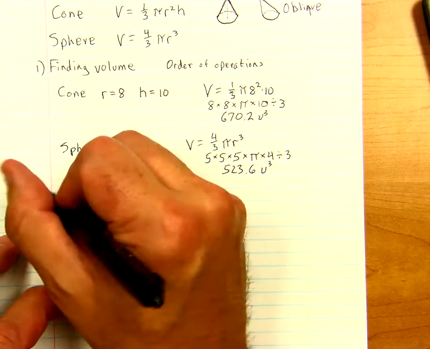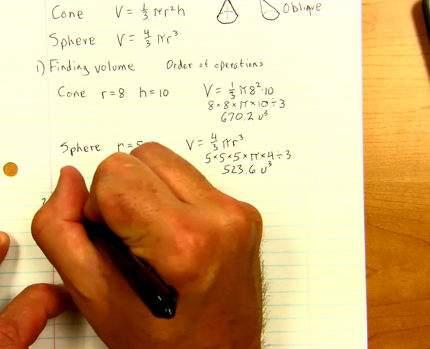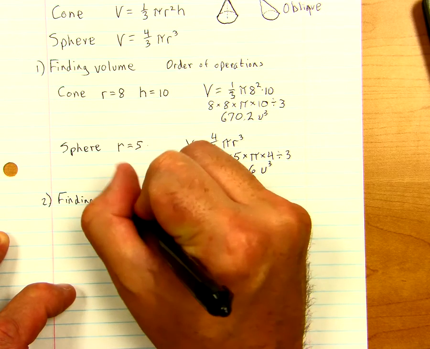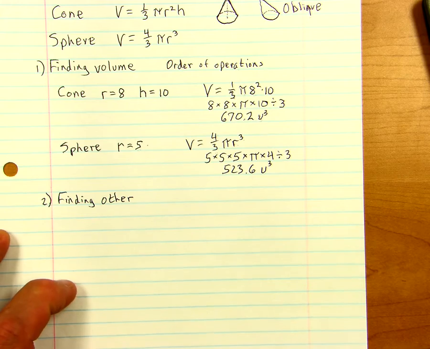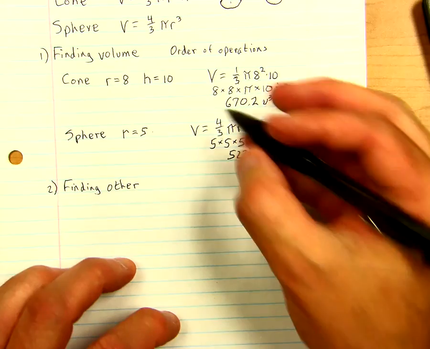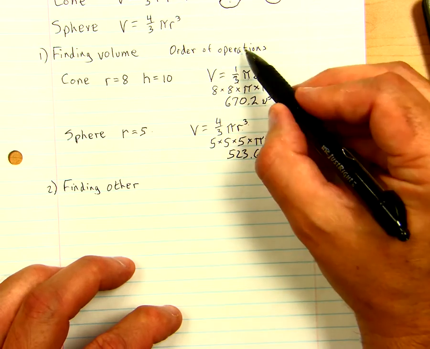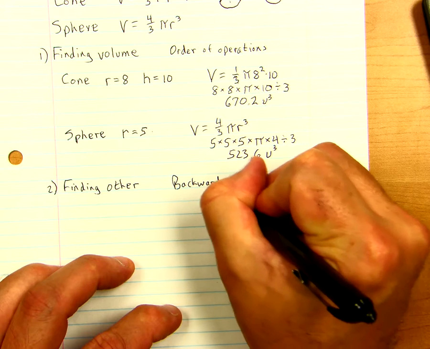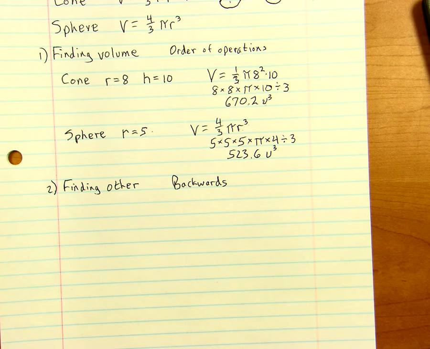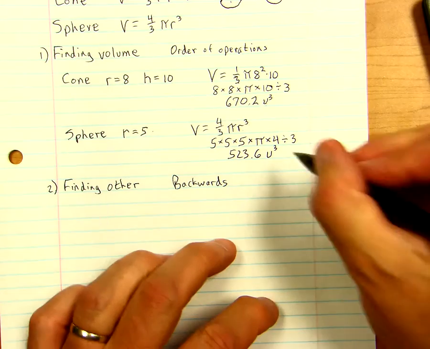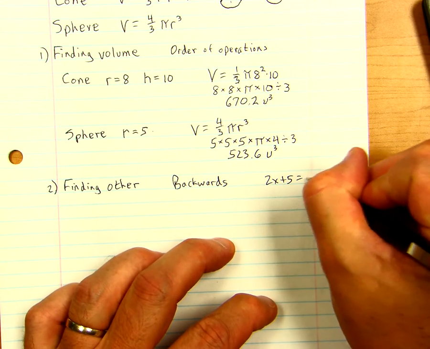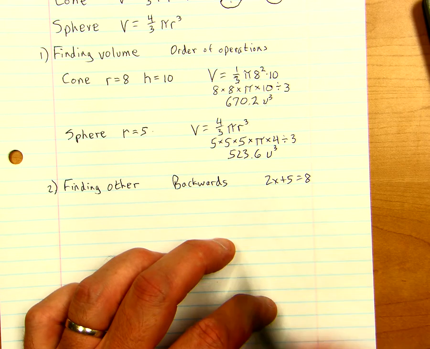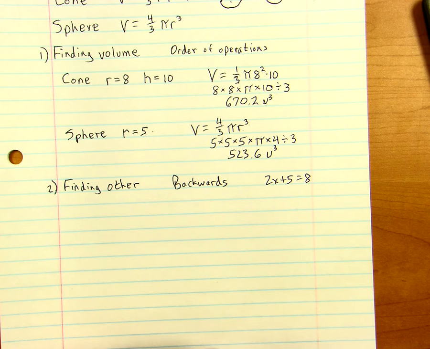All right, ready for the hard part? Part 2, finding other. Now it gets a little tricky. We do order of operations, but we do everything backwards. Just like equations, right? When you did equations before, remember 2x plus 5 equals 8? Then you do it backwards to find x. You subtracted 5 and divided by 2. That's exactly what we're going to do.